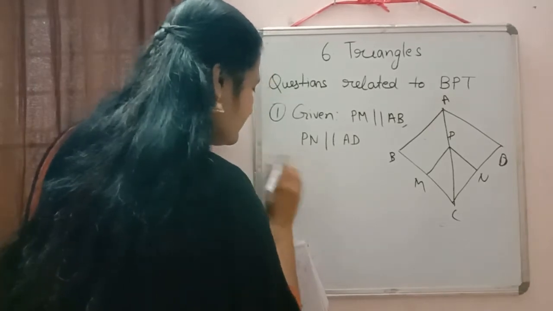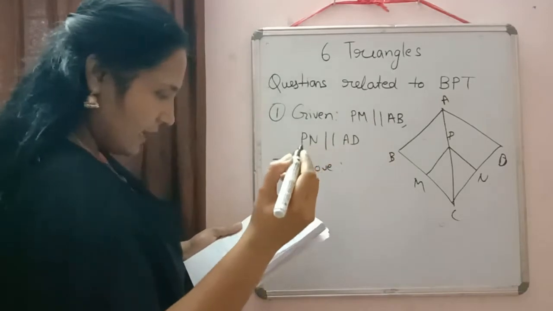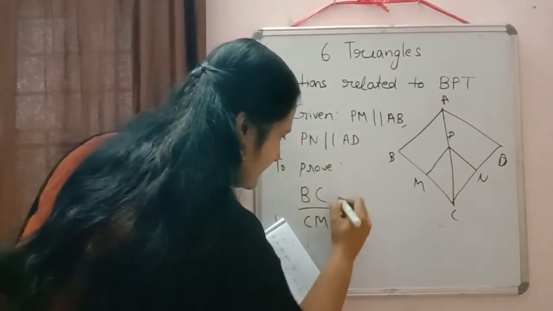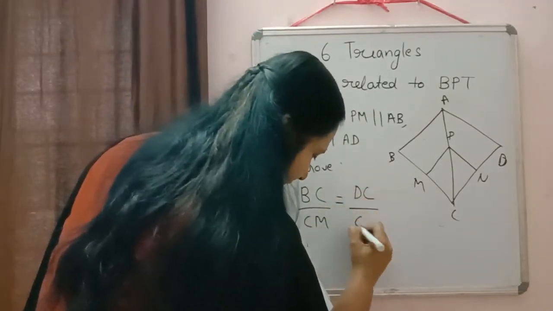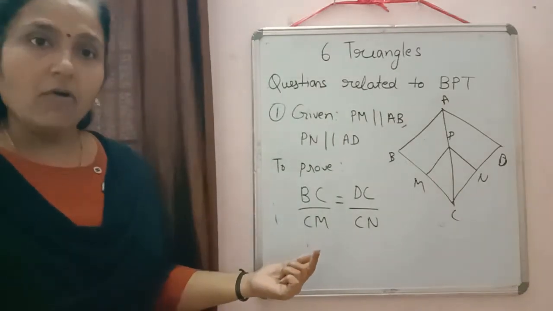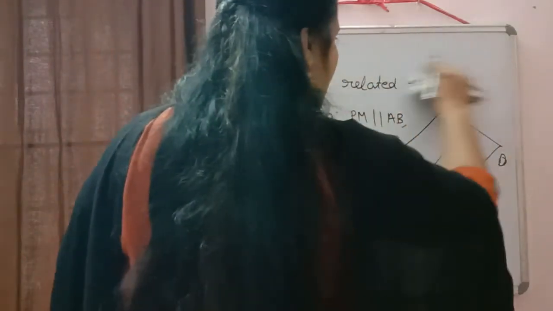To prove, we have to prove BC by CM is equal to DC by CN. This we have to prove. Now we will start the proof. So now we will write here, proof.